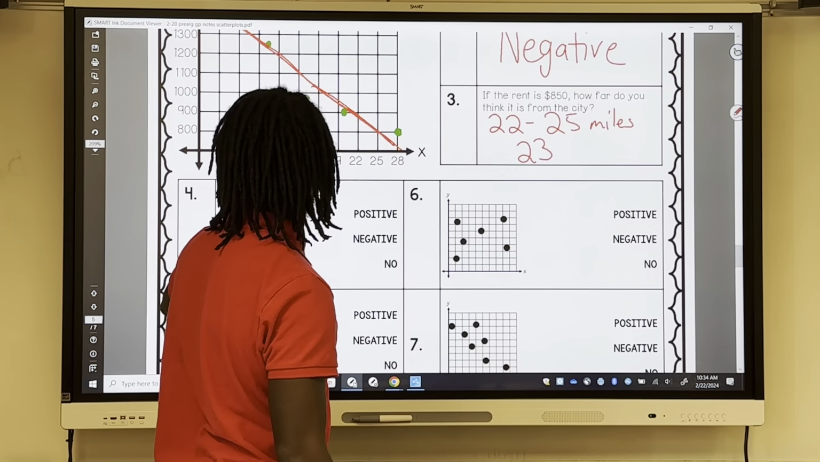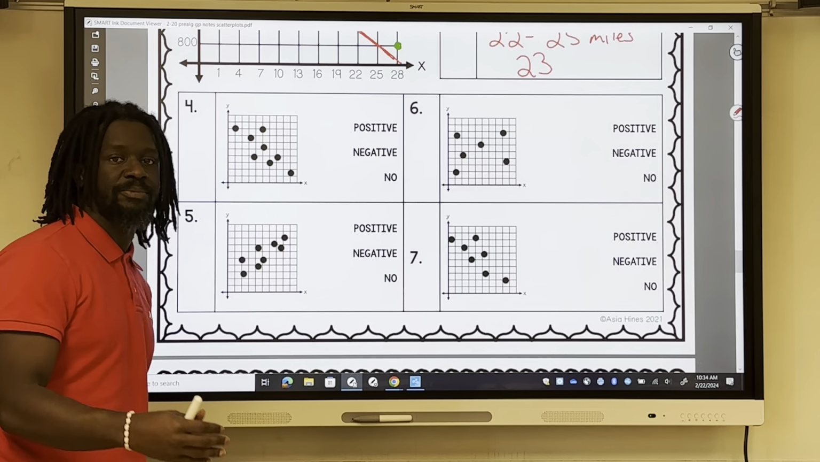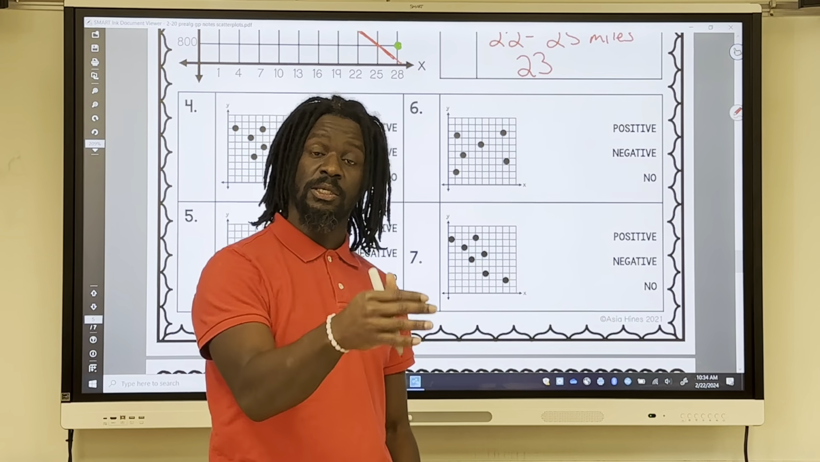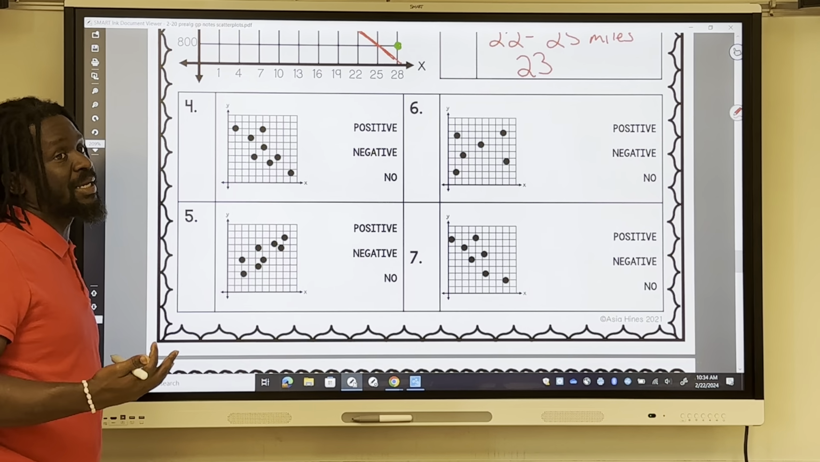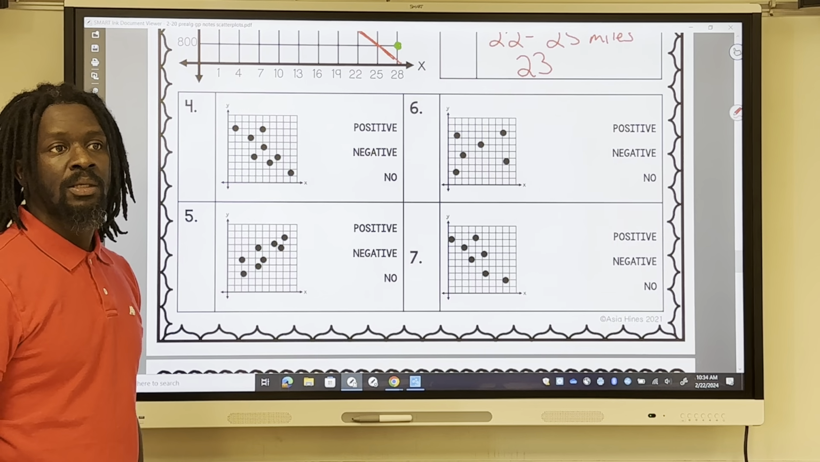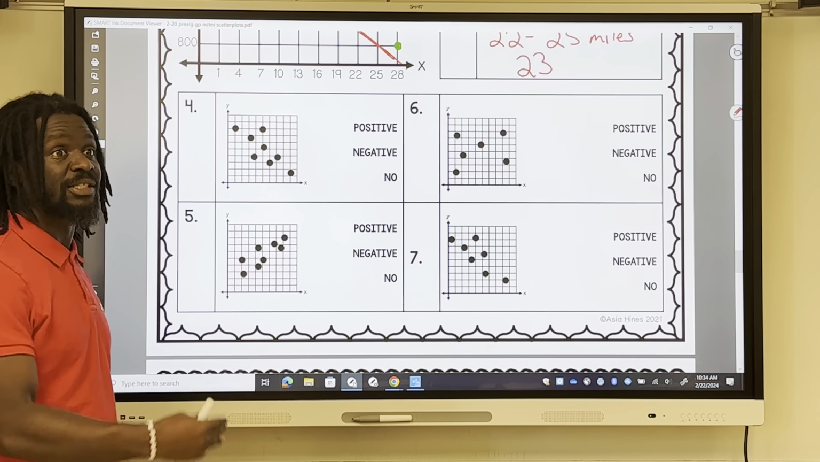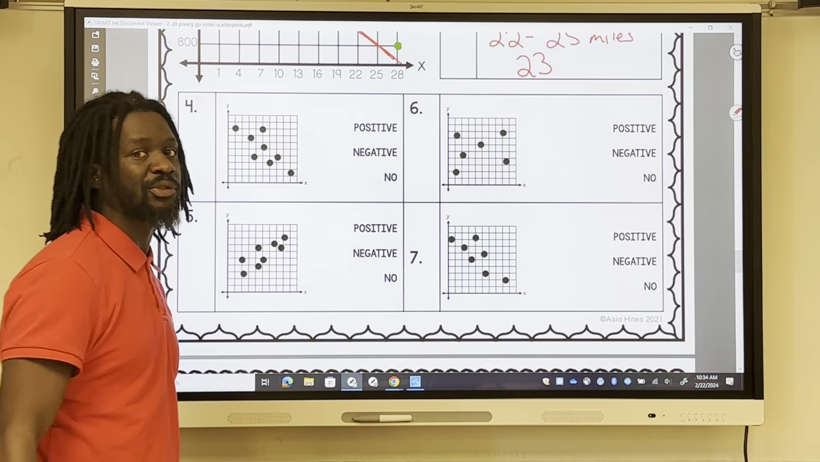All right, now I've got a couple more. For the last 4 problems, we are just determining what is the relationship. Is it positive, is it negative, is it none? These should be pretty easy because we spent time looking at functions, and it is the same for scatter plots. All right, so pause it, answer these last 4.